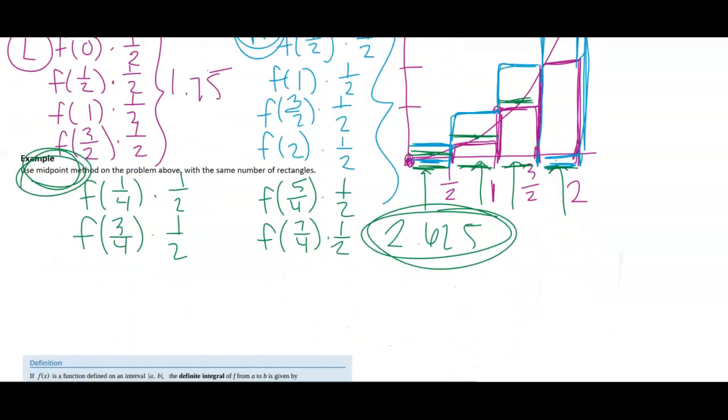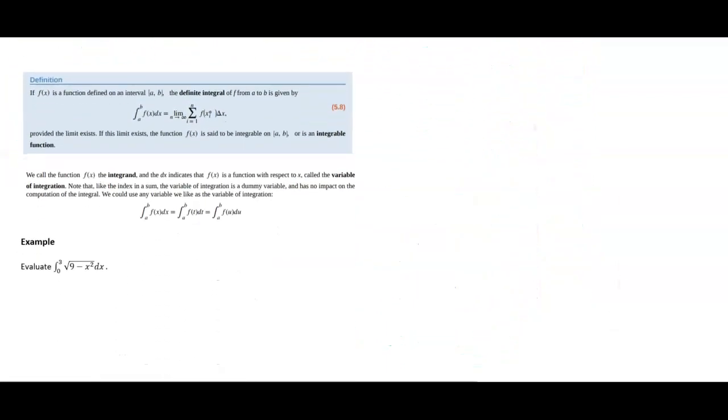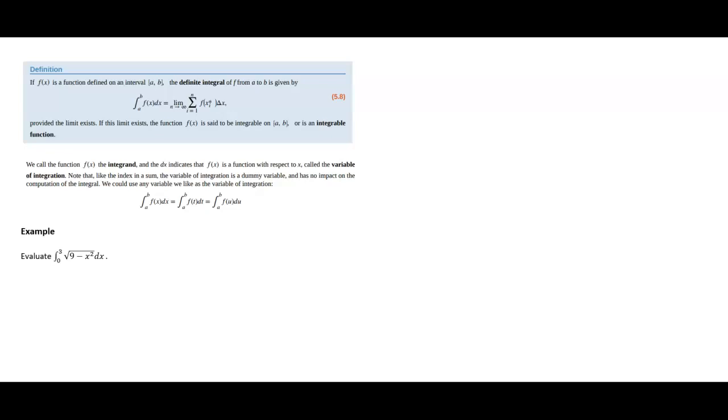All right, let's look at another type of example. Now here is the formal definition from the textbook about a definite integral. Again, we're going to take an infinite number of rectangles, and in class I'll show you a demonstration, probably before you watch this video, of where we're going with this.